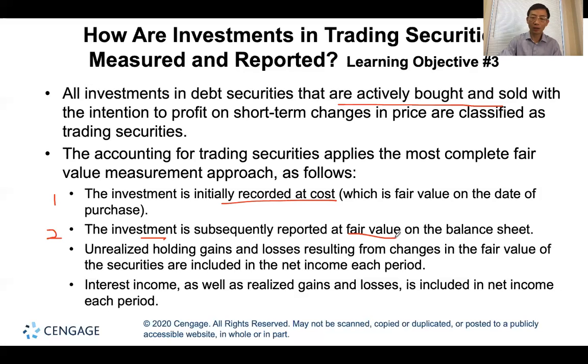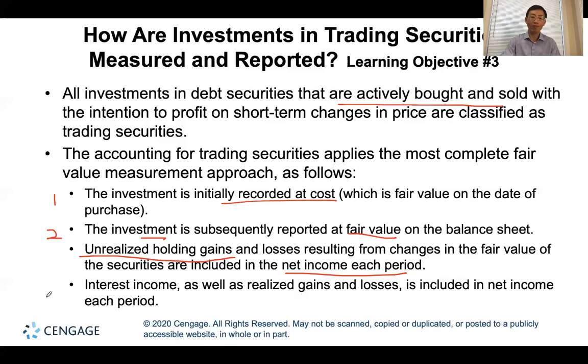So because we use the fair value, we will have unrealized holding gains and losses. Because we use the fair value to measure trading security, and the intent of the trading security is to profit with the trading, buying and selling, these unrealized gains and losses will be included in the net income, I mean, in the income statement. We will see for the available for sale security, it will be different.